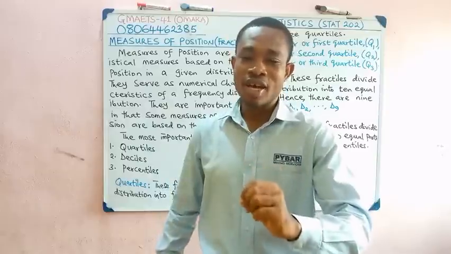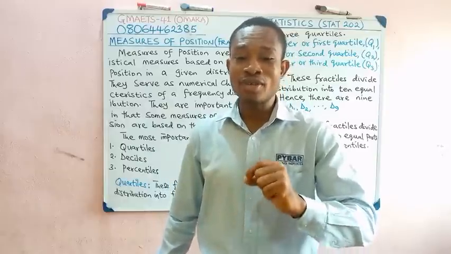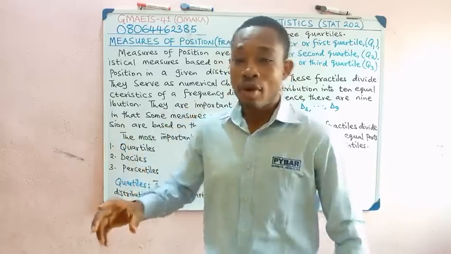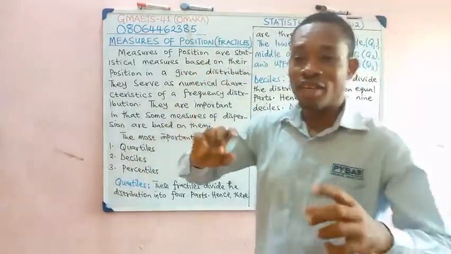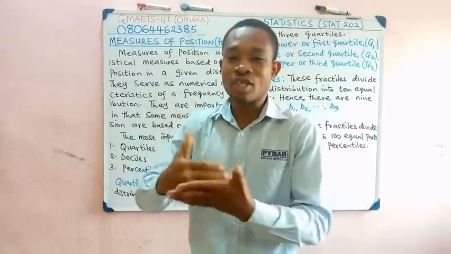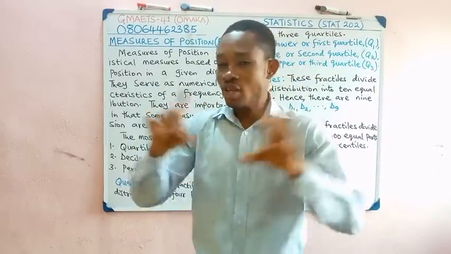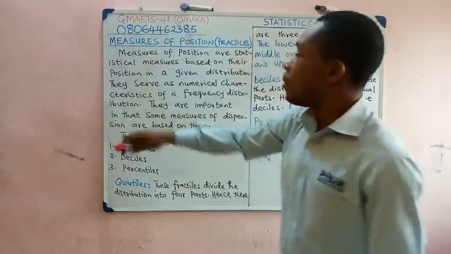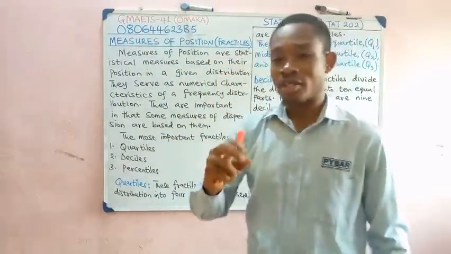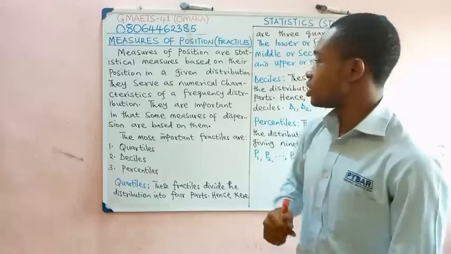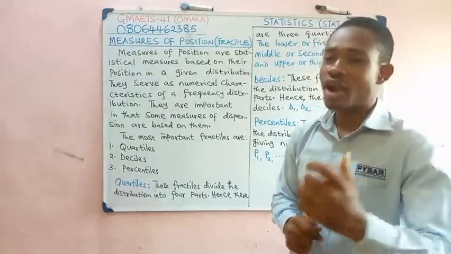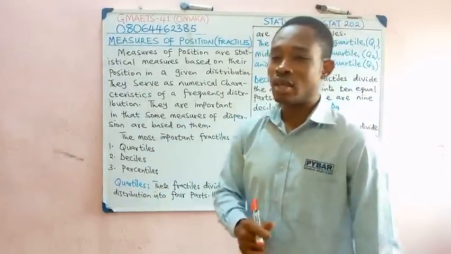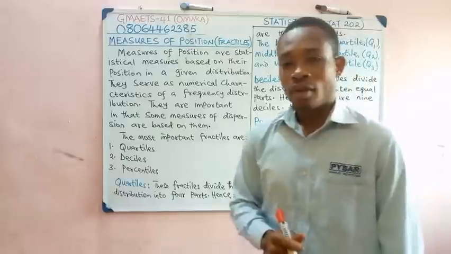But of course, you know that measures of location are used to locate the center of the distribution. But measures of position locate the position of a certain data point as seen in that given distribution. Measures of position are statistical measures based on their position in the distribution. Of course, they serve as numerical characteristics of a given frequency distribution.